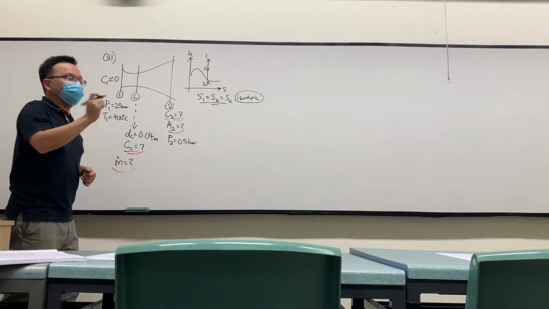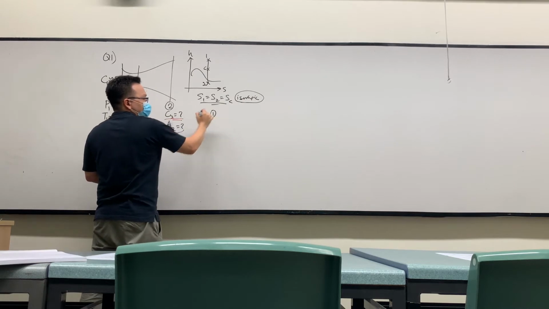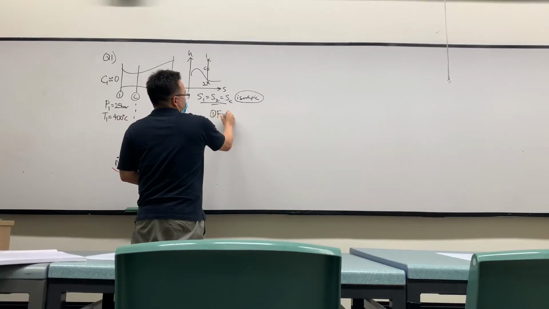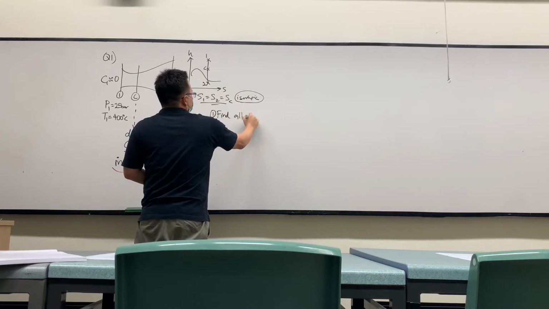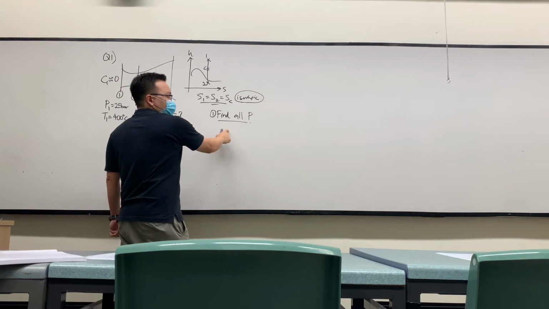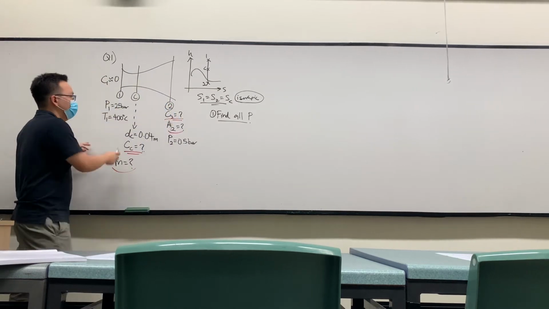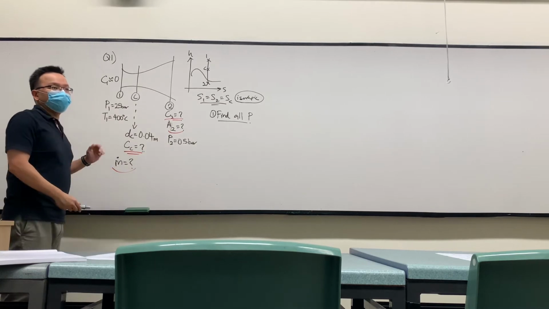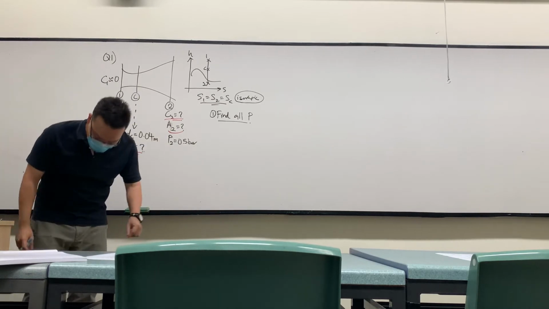Okay, so the first step, number 1. Find what? Find all the pressure. So same thing when you're investigating time. Find all the pressure. Got pressure now? P1 is there already. So must find what? PC. How to find PC?